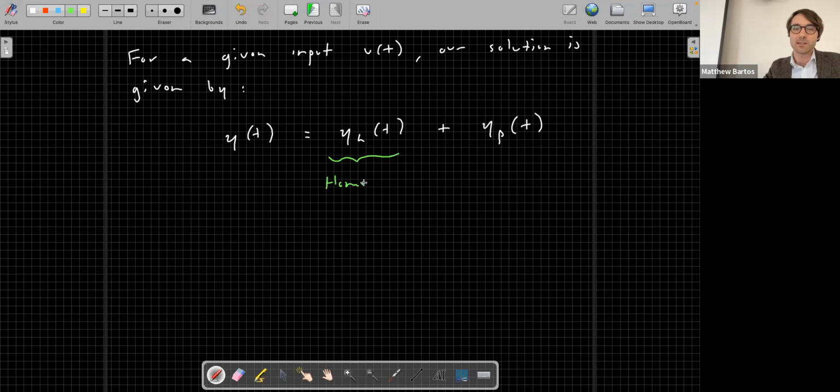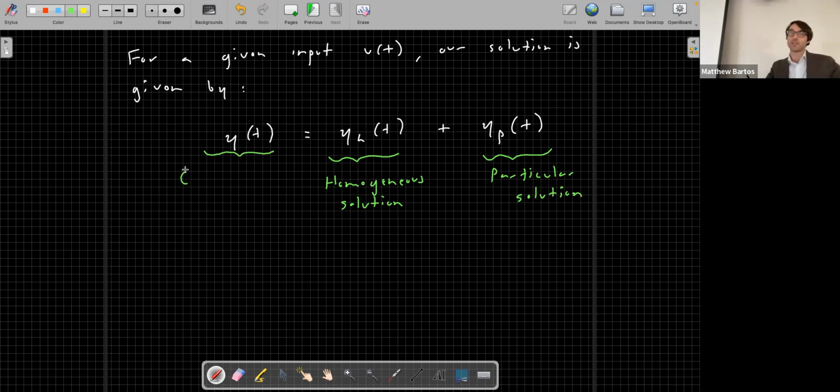Okay, so let me just write that down to recap. So this is the homogeneous solution. This is the particular solution. And adding them together, for a system that is linear, we can add those two together to get the complete solution. Okay, so because the system is linear, we can simply add up the responses independently from the homogeneous solution and the particular solution.